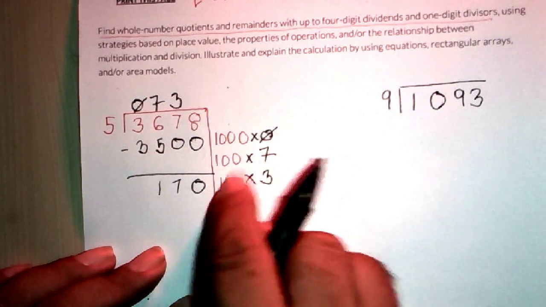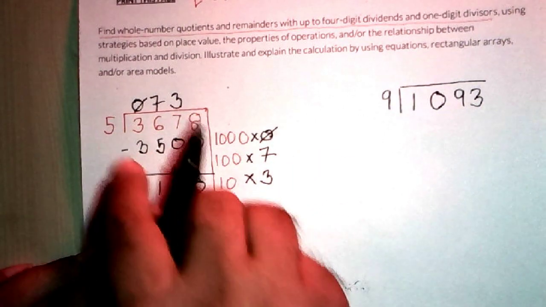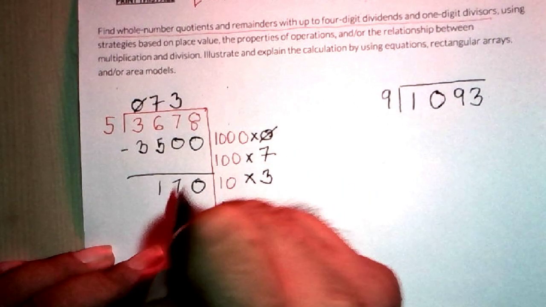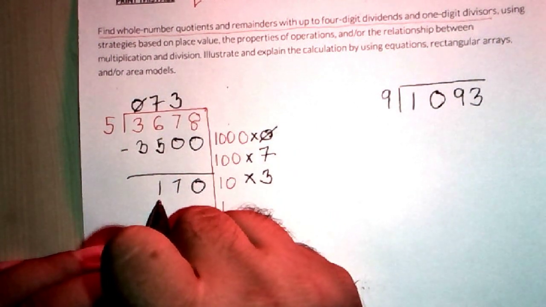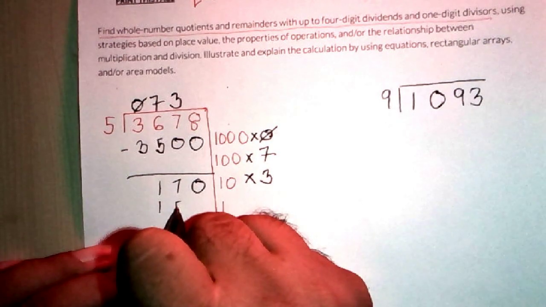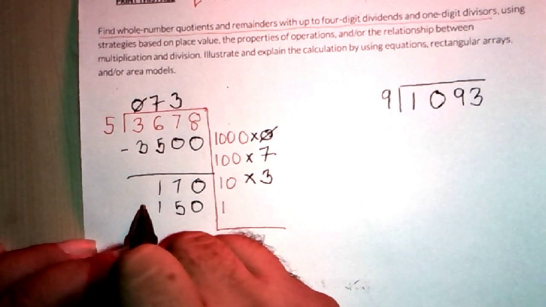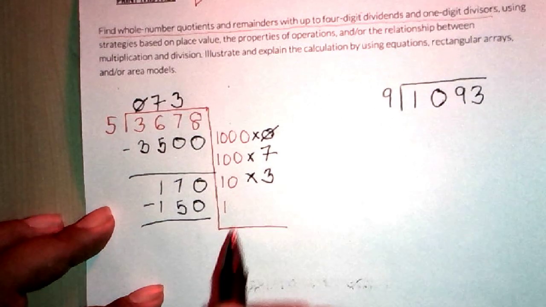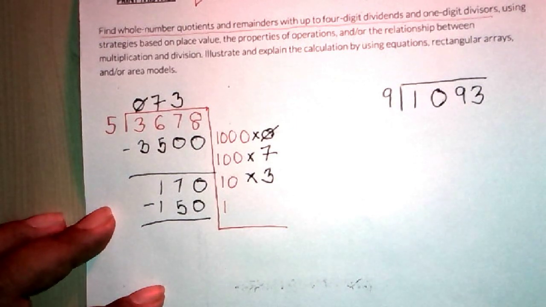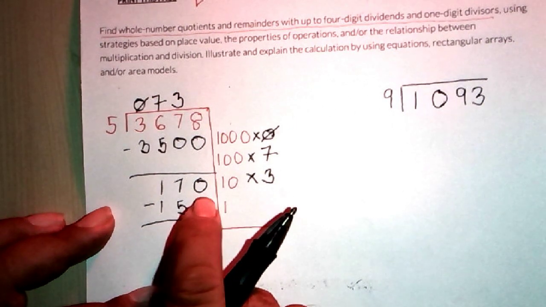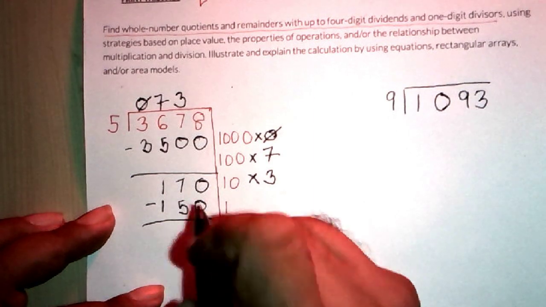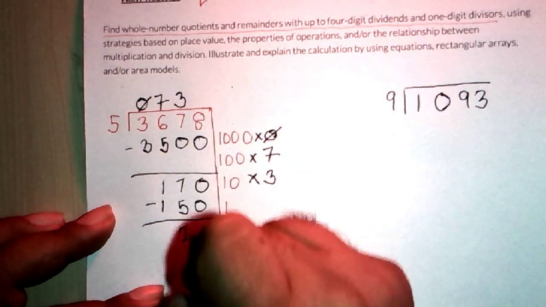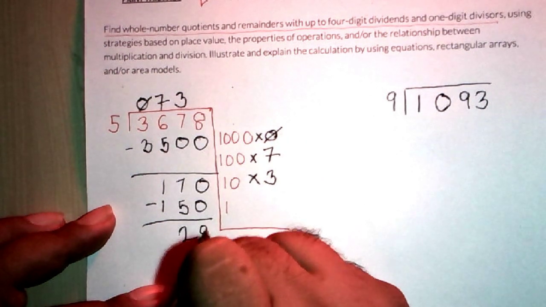This one here was 700s. 700s times 5 would be 3,500s. 3 tens times 5 would be 15 tens. A little out of line, but we get the gist of it. 17 tens minus 15 tens would be 2 tens. You bring down the 8 ones, 28 ones.